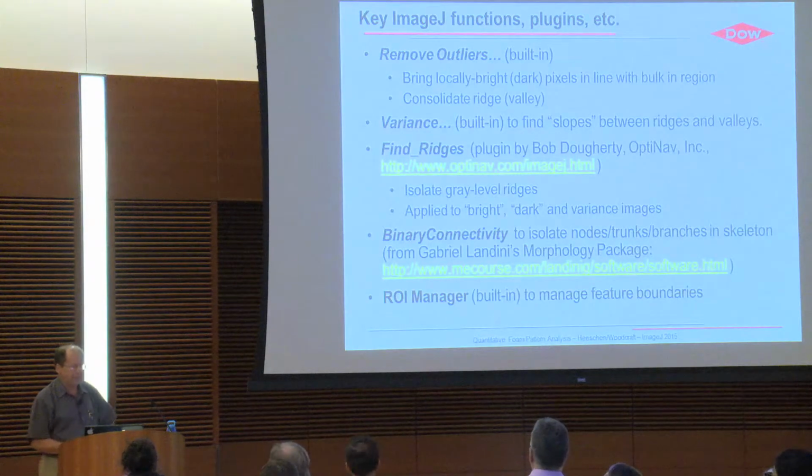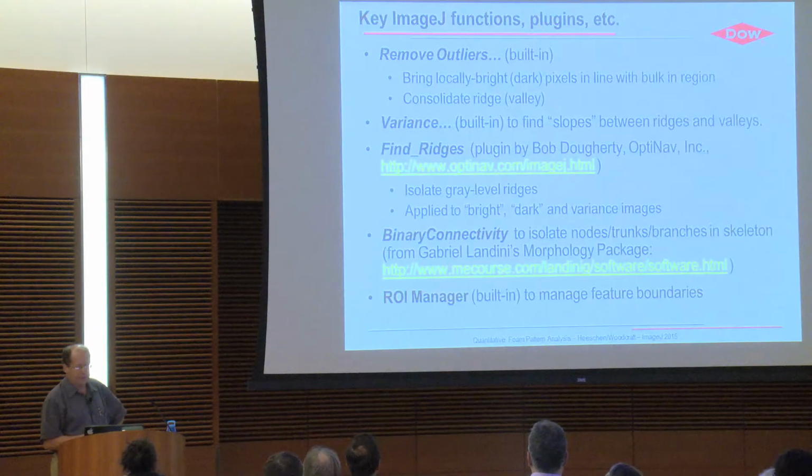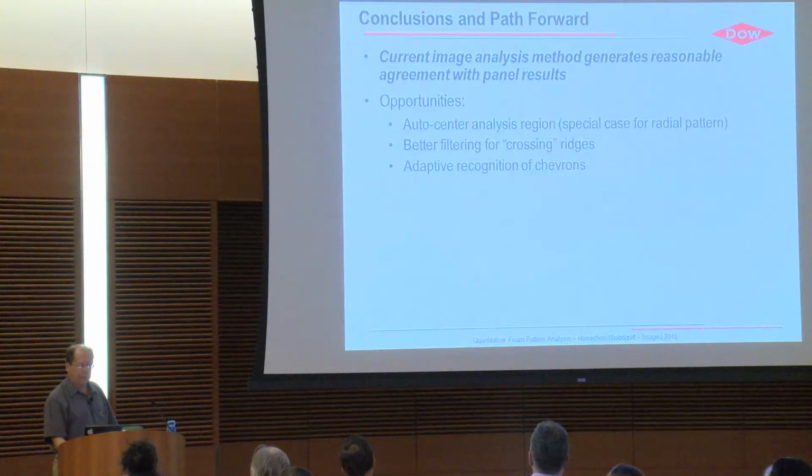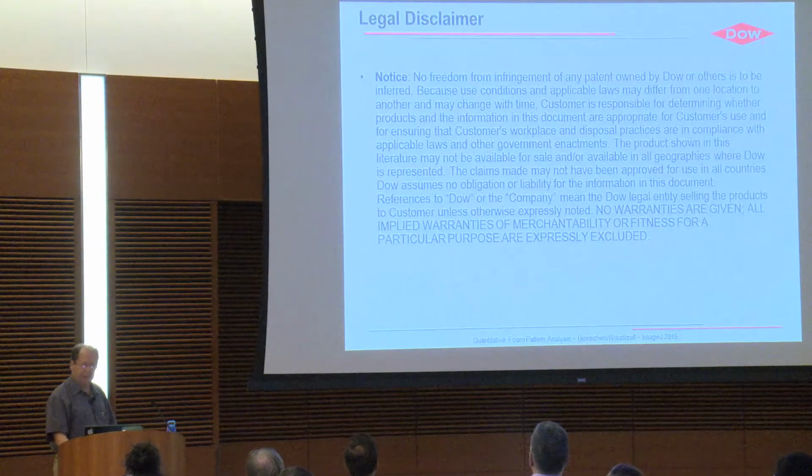So to summarize, the ImageJ functions we used were the remove outliers, the variance, and the find ridges from Bob Doherty. Then we also used Gabriele Landini's morphology package to get the binary connectivity, and then managed everything with that. The skeletons, as I described, were found or were decided whether or not they were pointing at the center, whether we were keeping them. The pointing direction was determined by treating the chevron as a triangle and deciding if it was pointing at the center. Pretty good correlation. We obviously have some room for improvement if you're looking critically at any of those images. And that's basically it.